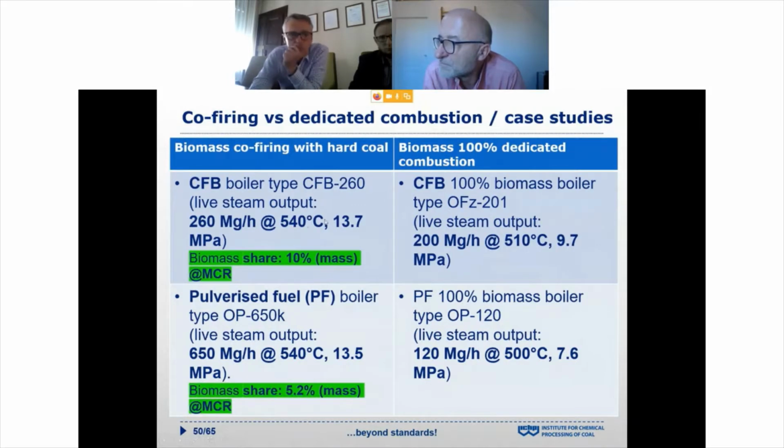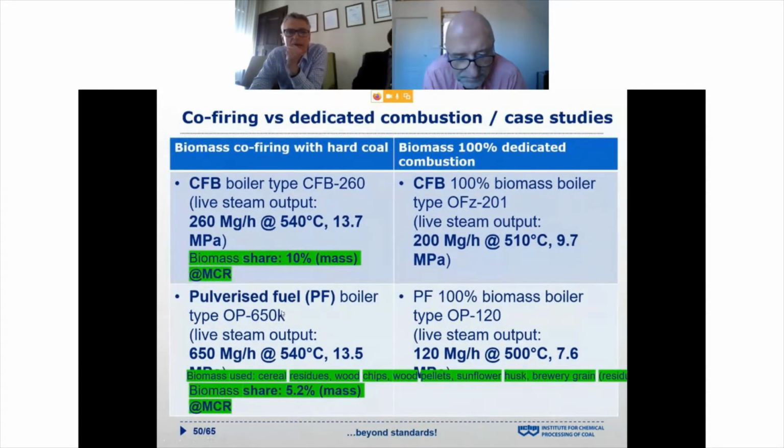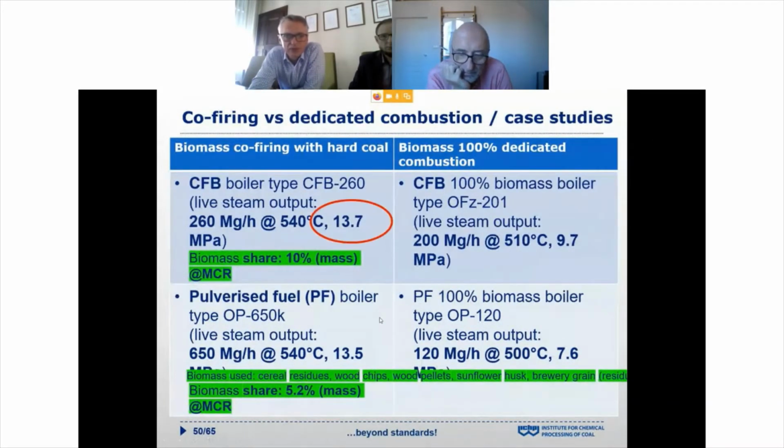And so we have 2 scenarios of co-firing for CFB and for pulverized, and 2 scenarios of combustion of 100% of biomass, also for fluidized bed and for pulverized bed. So we used different sorts of biomass: the wood chips, wood residues, pellets, sunflower husk, some agricultural residues, cereal crops, brewery grain. So different biomasses were used.